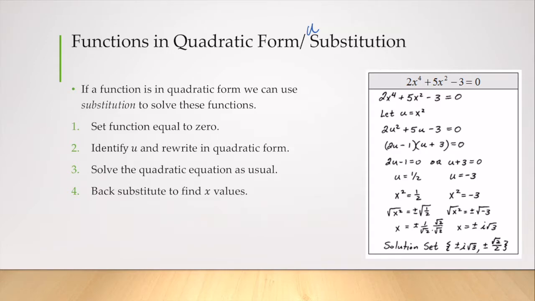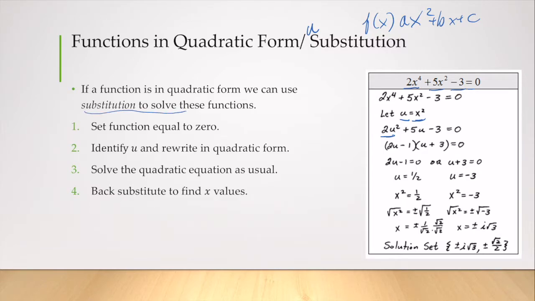So I have 2x to the fourth plus 5x squared minus 3 equals 0. Now this isn't in the quadratic form we're thinking of, right? That's ax squared plus bx plus c, but it's really similar. If I was to let u equal x squared and substitute that in, I'd have 2u squared plus 5u minus 3 equals 0. Well, that is in quadratic form. So what we're going to do is use substitution to solve these functions.